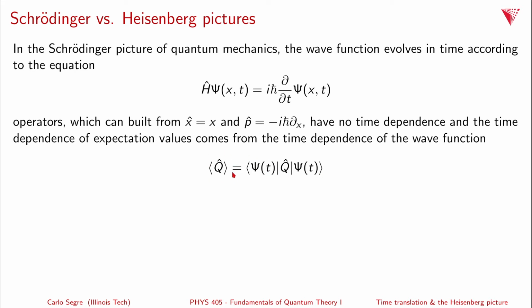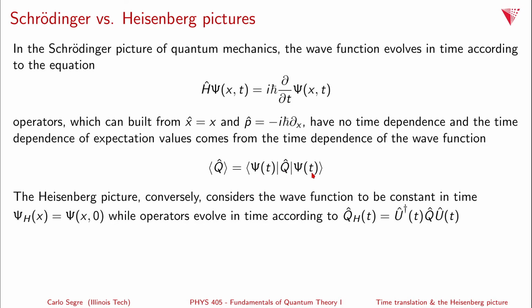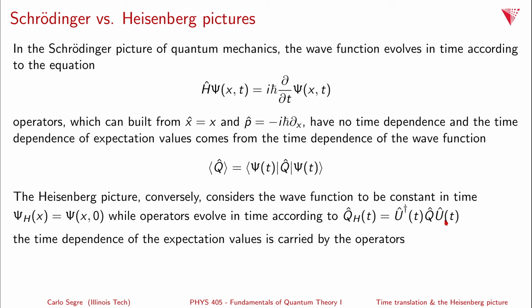So the expectation value of Q at any time t is simply the inner product of Q with psi of t on either side. In the Heisenberg picture, we consider the wave function to be constant in time. That is, psi sub H of x is just equal to psi of x and 0 in the Schrodinger form, while operators evolve in time according to Q sub H of t is equal to the sandwich of U dagger Q U.